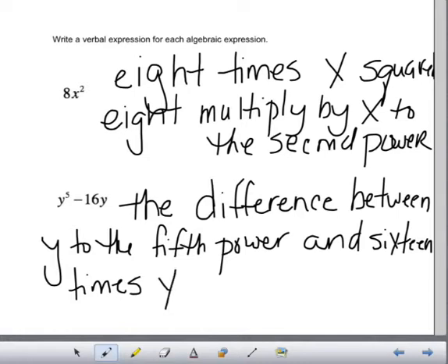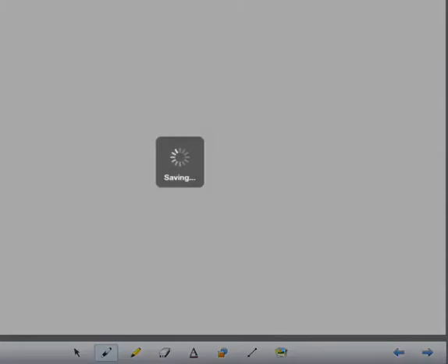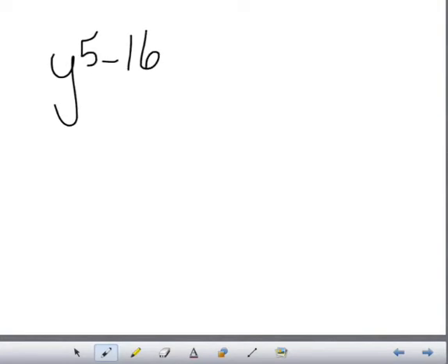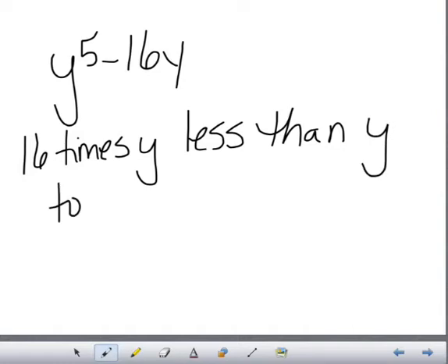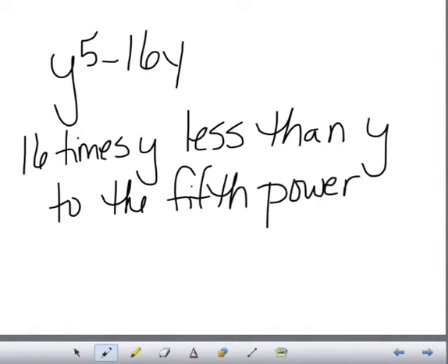Okay, could I have said, I'm going to flip over to another page here. My problem was y to the 5th minus 16y. Could I have said 16 times y less than y to the 5th power? And I guess maybe, since I'm writing in word form, I shouldn't put the number 16. I ought to write the word sixteen. Excuse me, squeeze it in there. So 16y less than y to the 5th power.